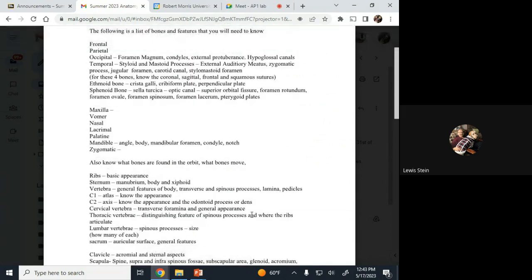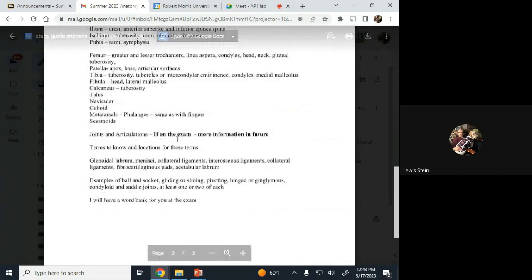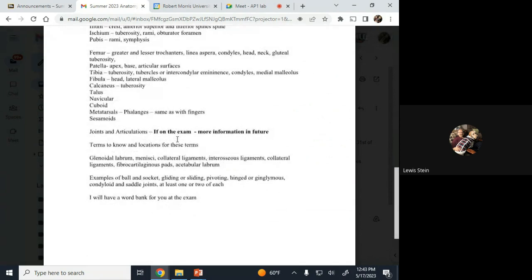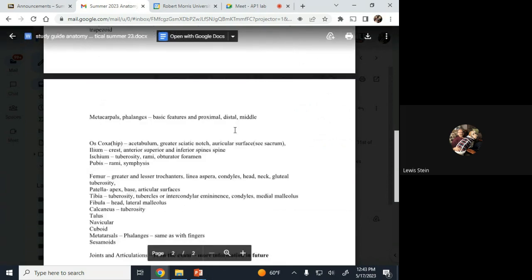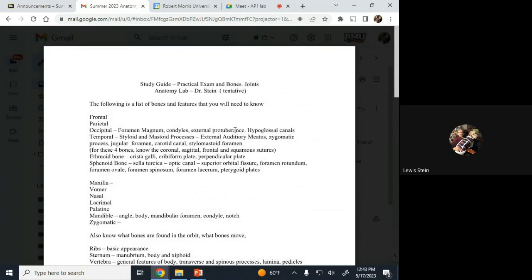You'll be able to have this study guide, and I'll explain that you'll have some resources to use when you take this practical exam. And whether or not, as you'll see at the end, certain joints are on it, we'll see how much time we have. I'll have a better determination of that next week, depending on how much we get through today. So this is a very useful reference, and something you're probably going to want to write on the board or follow if I write on the board or make some notes here.